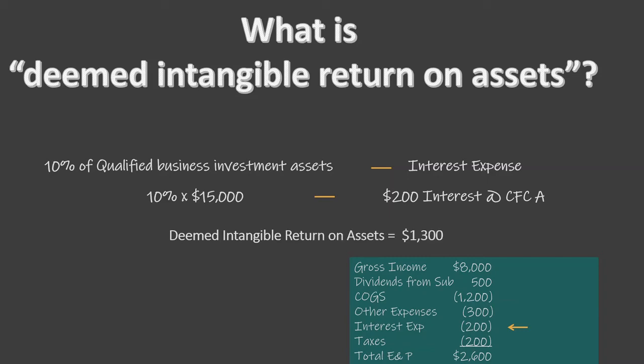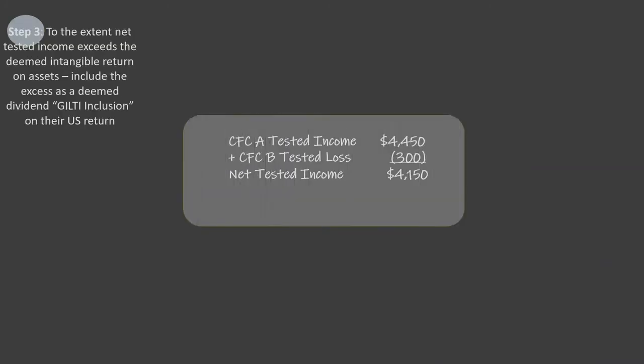This gives us a deemed intangible return on assets of $1,300. So now what we'll do is we'll take our original inclusion, we had a net tested income of $4,150, and we're going to reduce that by that net deemed intangible return of $1,300. This gives us a deemed intangible inclusion of $2,850.